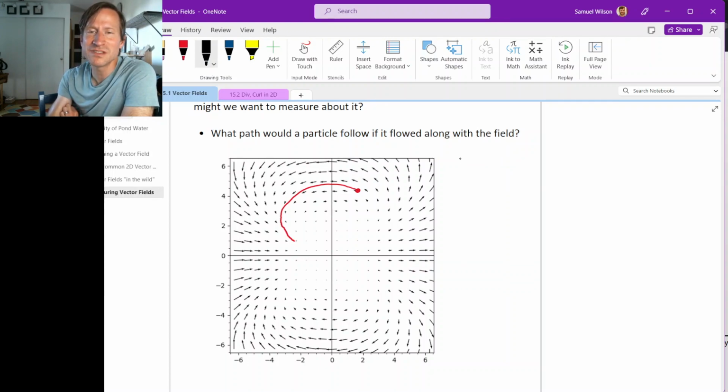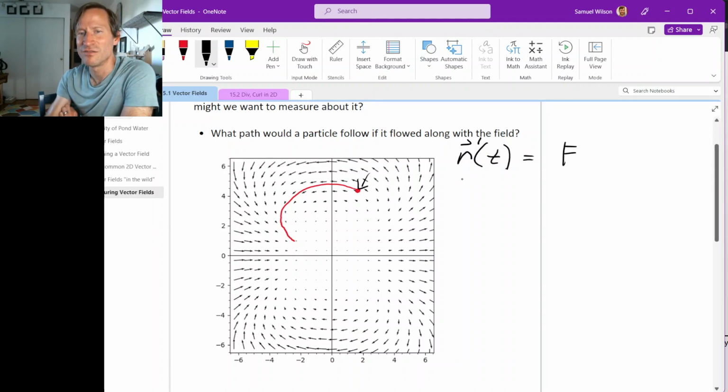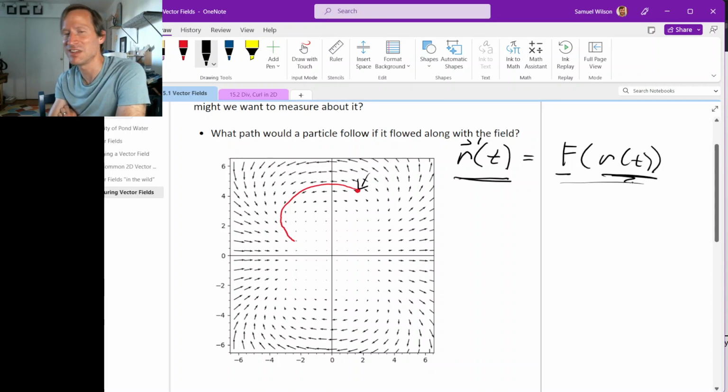Well, if we had the position of the particle, that would be a function of time, so we could call that r of t. Well, the rate of change of that position would need to be equal to the vector field, because the velocity of the leaf should be equal to the velocity of the water that the leaf is sitting in. So r prime should be equal to f of r of t, like this. So the velocity at time t is equal to the velocity of the water at the position at time t.